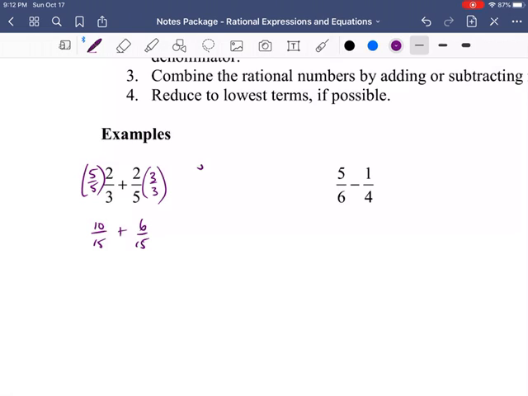Now that we have the same denominator, you can add the numerators. So we get 16 fifteenths, and we will leave it in that form. I'm not going to bother changing it to 1 and 1/15 or whatever. We'll just leave it like that.